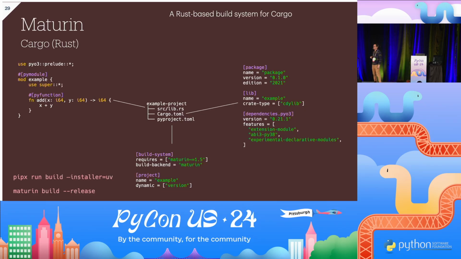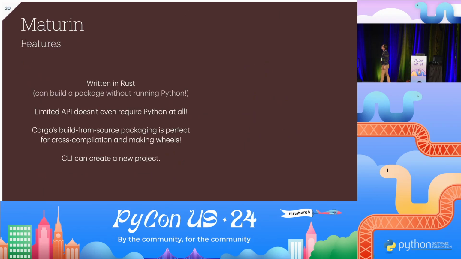And if you're building packages, you don't always even need to touch Python at all to build a Python package, because it can build the SDist and wheels for you. So it can build it without Python. And if you're targeting the limited API, it doesn't need Python at all. And Rust has a fantastic build. The configuration build of Rust is fantastic.